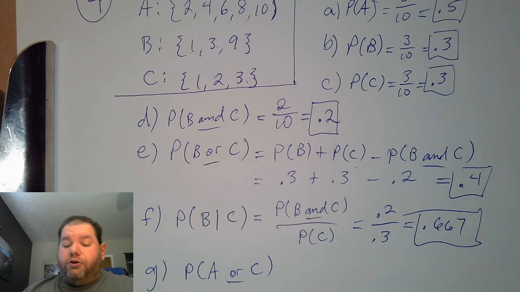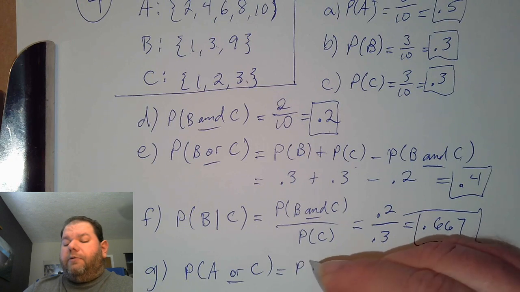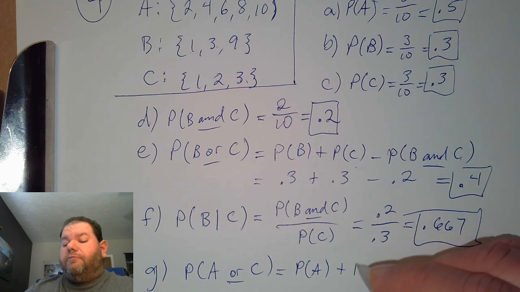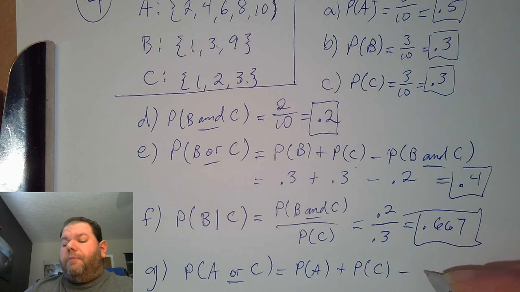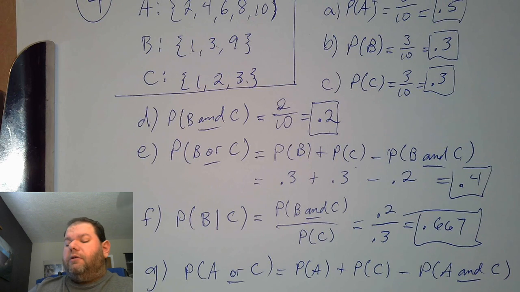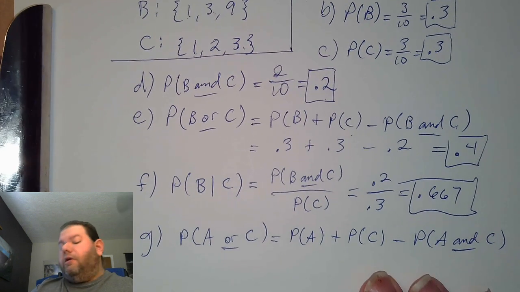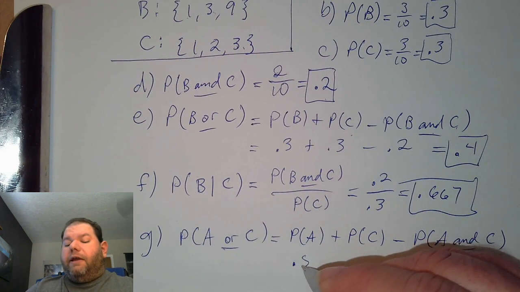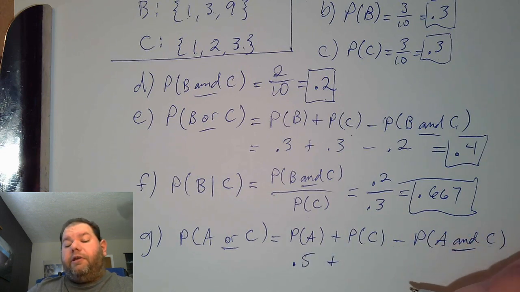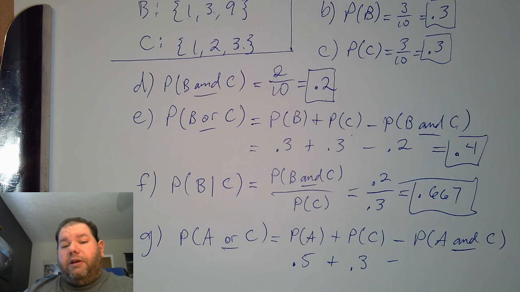Problem G, or part G, we want the probability of A or C. Now, again, this is the addition rule with the OR statement here. So we know this is the probability of A plus the probability of C minus the probability of A and C. Now we already calculated the probability of A as 0.5, and the probability of C as 0.3. But what we need to go back and calculate is A and C.